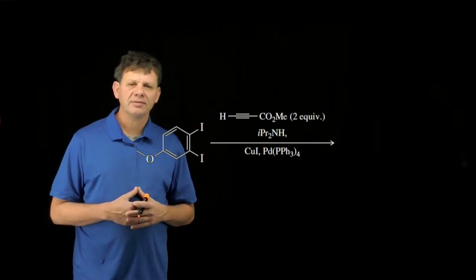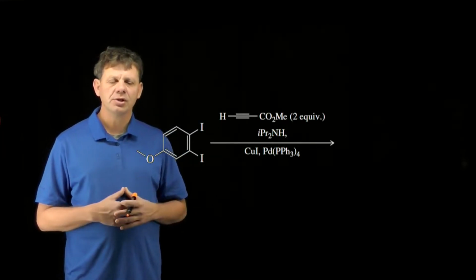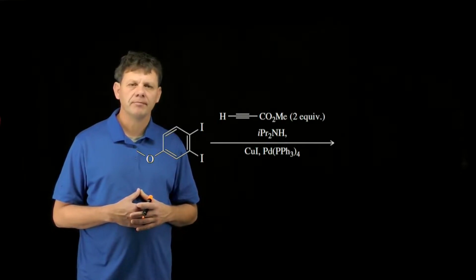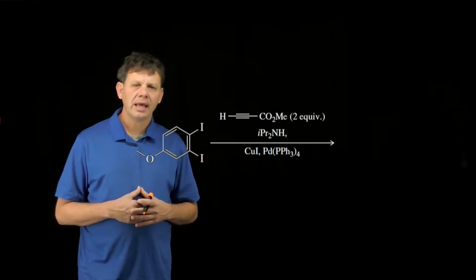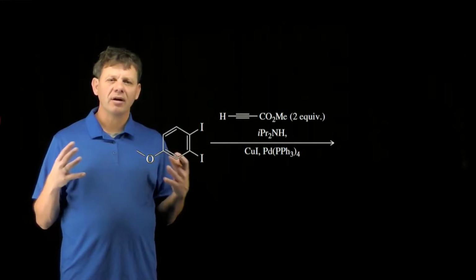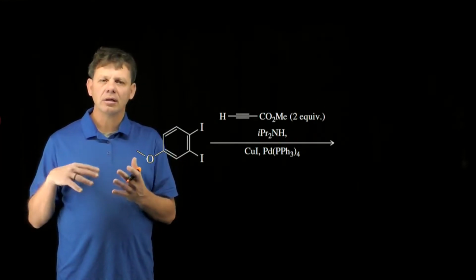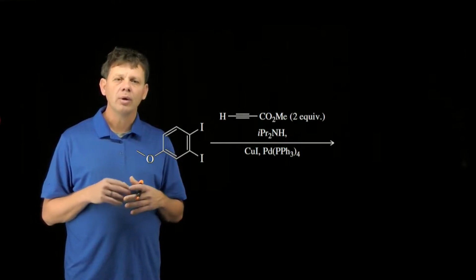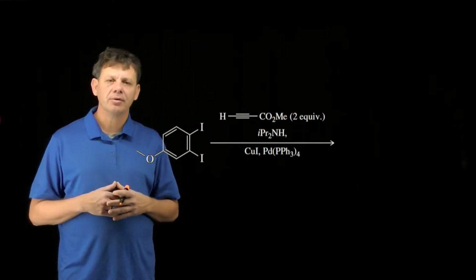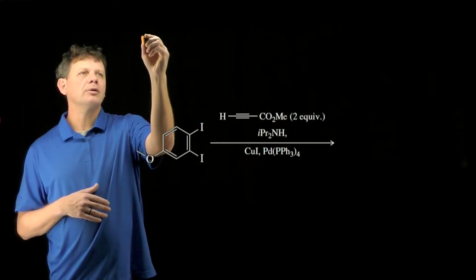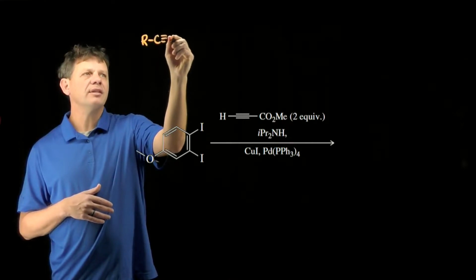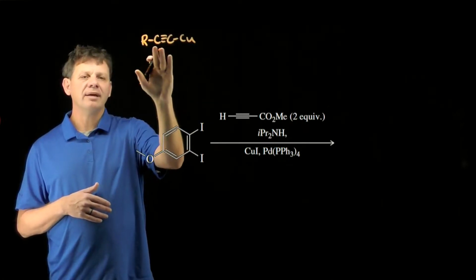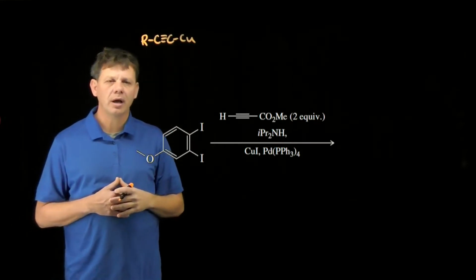This assessment asks us to predict the product of the Sonogashira reaction shown on screen. Recall that the Sonogashira reaction is the reaction of alkyl, aryl, alkenyl halides with acetylenic copper species, so molecules that we could abbreviate as this, where we have an alkyne attached to a copper.